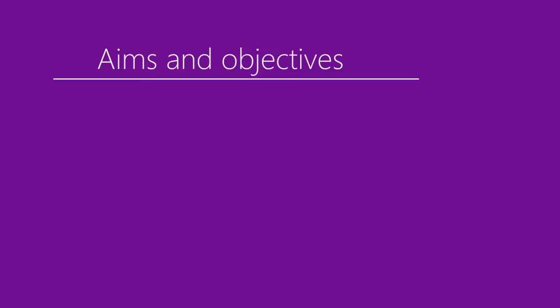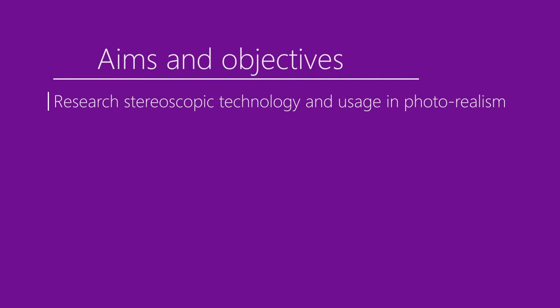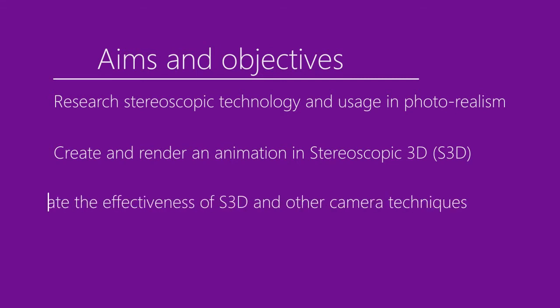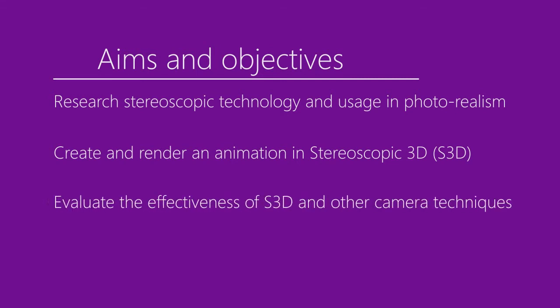My aims and objectives for the project are to research and discuss features of stereoscopic animation and how the technology has been used over the years to create a sense of photorealism and immersion, as well as any other camera techniques that achieve similar results, to create a 3D animation featuring the researched information put into practice using a selected 3D software package, and to evaluate the camera techniques by showing two examples of the animation with different render settings to a group of people and inquiring about their experiences of watching these animations.